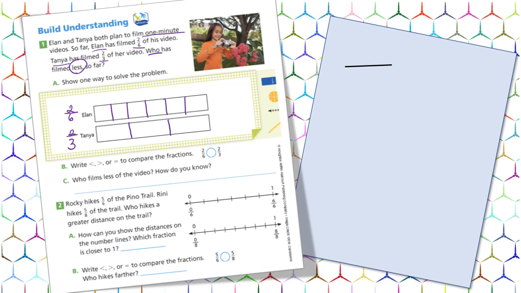And now let's shade how much of the video they've already filmed so far. I noticed that my numerator for each person is a 2. So they've filmed 2 parts each.